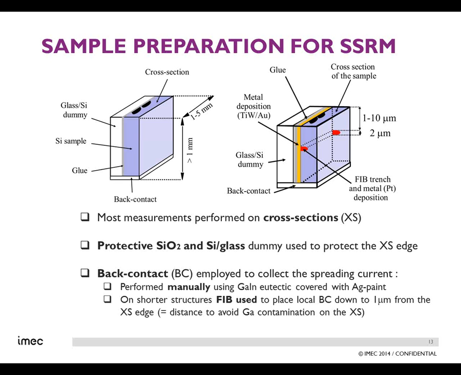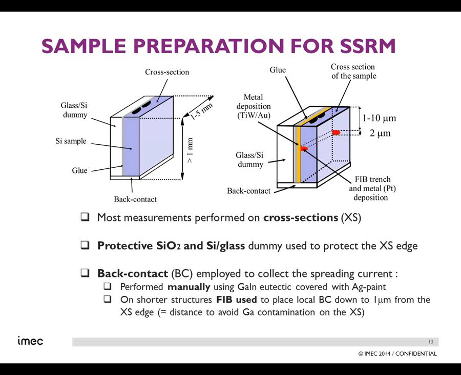You need to collect this current that is flowing from the tip to a back contact. Back contacts you can make manually, that's the classical way. But when you have short devices, what we do more and more, measuring on real short devices, then you replace this manual back contact by the use of FIB, focused ion beam. This is what is shown in the right-hand side image.